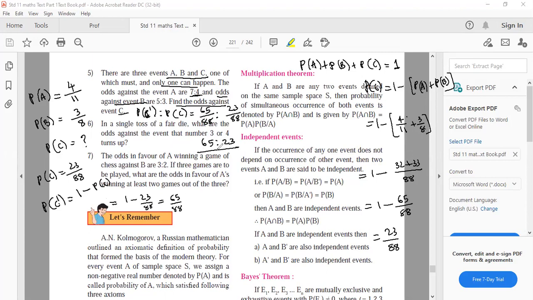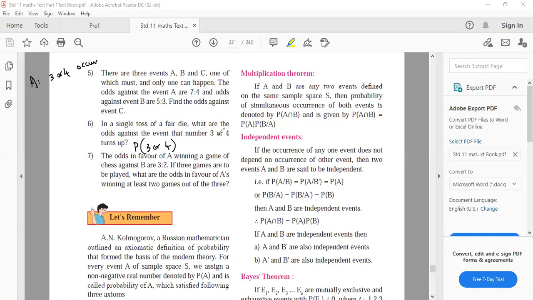Let me see how many of you did the correct answer. Yes, Kevin has given the correct answer. So first you will calculate the probability of C happening, and the probability of C not happening. Odds against means P of C dash is to P of C. Is it clear to everybody? Yes, sir.